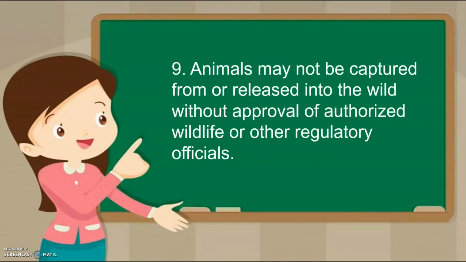Number 9, animals may not be captured from or released into the wild without approval of authorized wildlife or other regulatory officials. Why? Because all appropriate methods and precautions must be used to decrease the stress. So, for example, fish may be obtained from the wild only if the researcher releases the fish unharmed, has the proper license, and adheres to state, local, and national fishing laws and regulations. Always remember that the use of electrofishing is permissible only if conducted by a trained supervisor. Remember also that students are prohibited from performing electrofishing. The reason why you need to have your QS or the qualified scientist or designated supervisor.